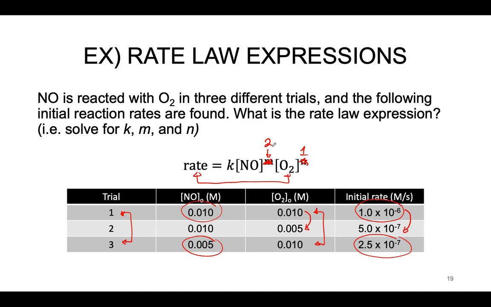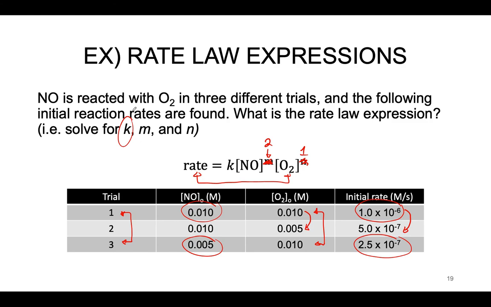All right, so far so good. We have seen how we can use these initial concentrations between a couple of different trials to find our initial rate of reaction. All that remains is finding our rate constant K.